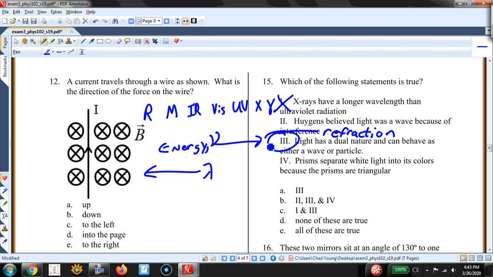And prisms separate white light into its colors because the prisms are triangular. Not because they're triangular, but because of the index of refraction, because of n. So only 3 is correct.